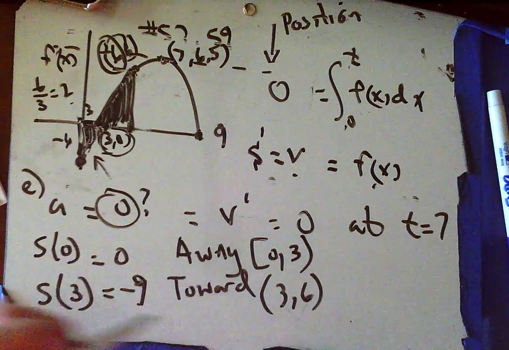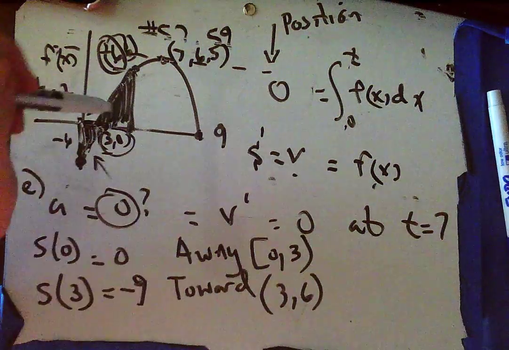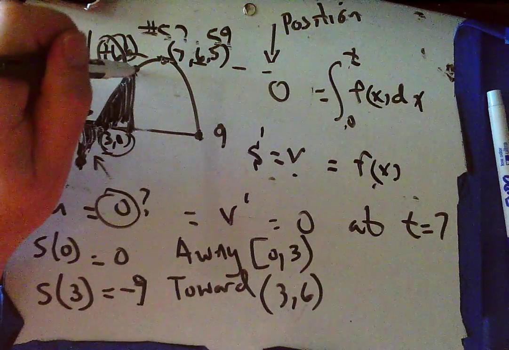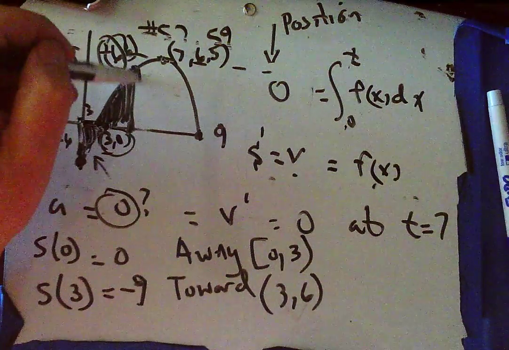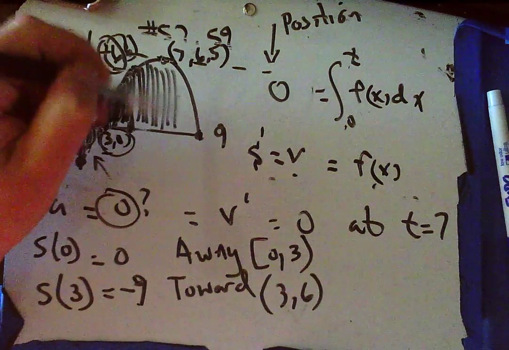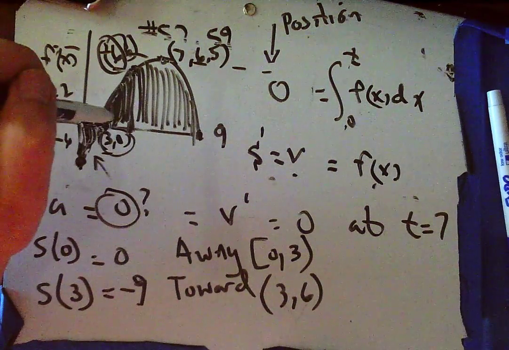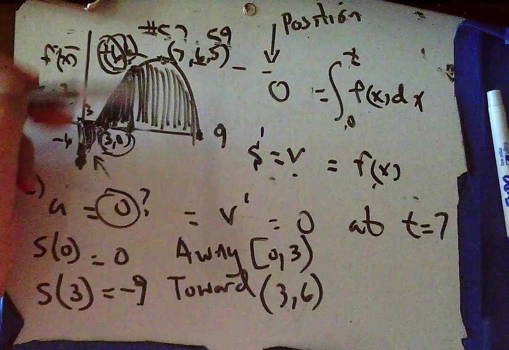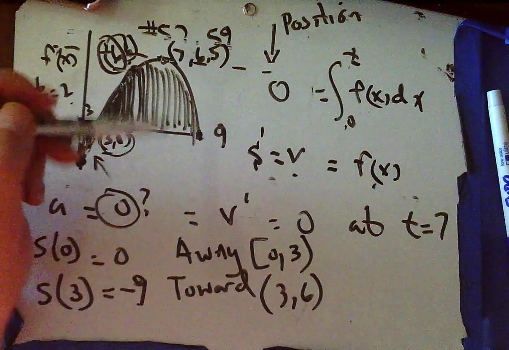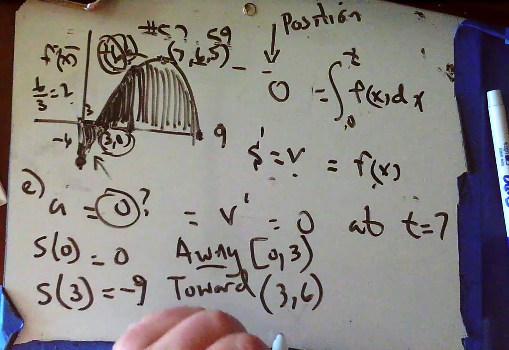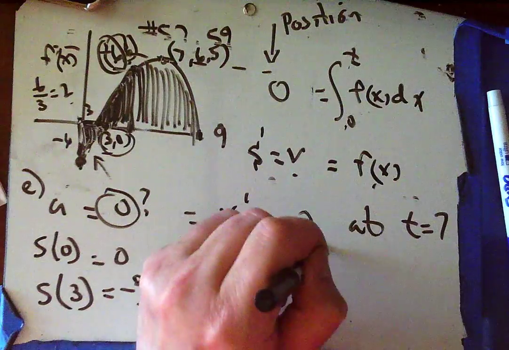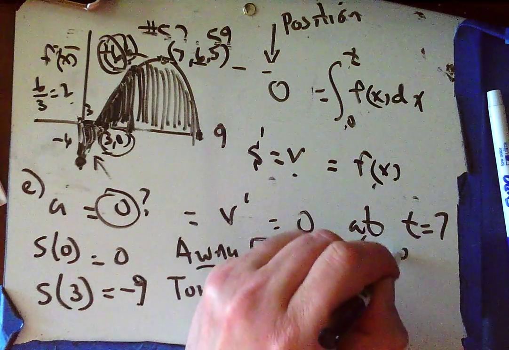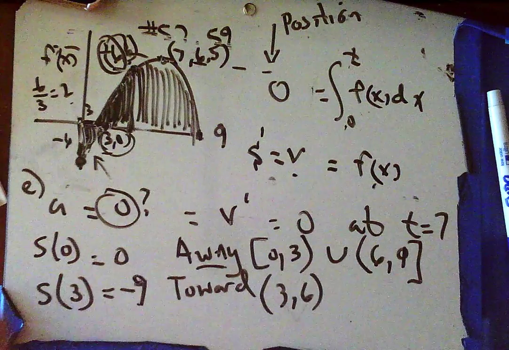But wait a second, I moved to the right, moved to the right. I got back to the origin, and now I'm moving to the right, and I keep moving to the right. But this was the origin, and now I've kept moving past the origin, so I'm again moving away from the origin. So I'm going to say union 6 to 9. Okay?